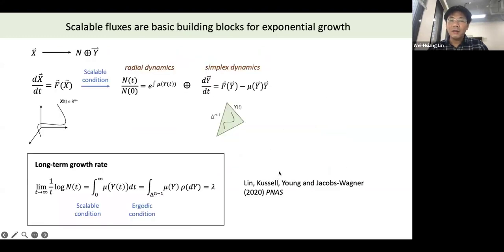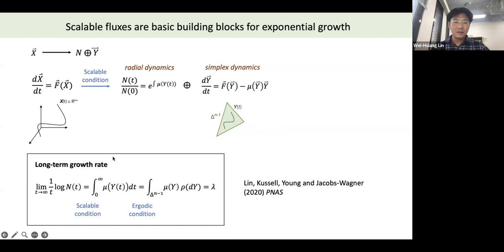What we can do with the scalable flux is, in previous work, I proved that for scalable flux, you can decompose the ODE into one-dimensional radial dynamics plus n-1 dimensional simplex dynamics. In short, when the system can scale, you can keep rescaling the system such that all the dynamics are described in this n-1 simplex.